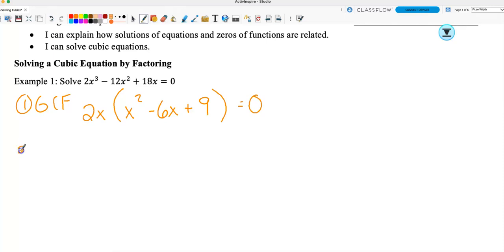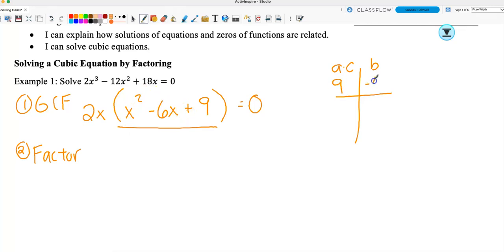Number 2, I'm going to factor again. So I've got something in parentheses that is a quadratic. So back to module 2, when you factor, we're going to do a t-chart. So I'm going to come over here to the side and draw my t-chart. Your A times your C goes on the left of your t-chart, and the B is on the right. So this is a nice quadratic because I have an A as a 1. 1 times a 9 is a 9. Your B term is negative 6.